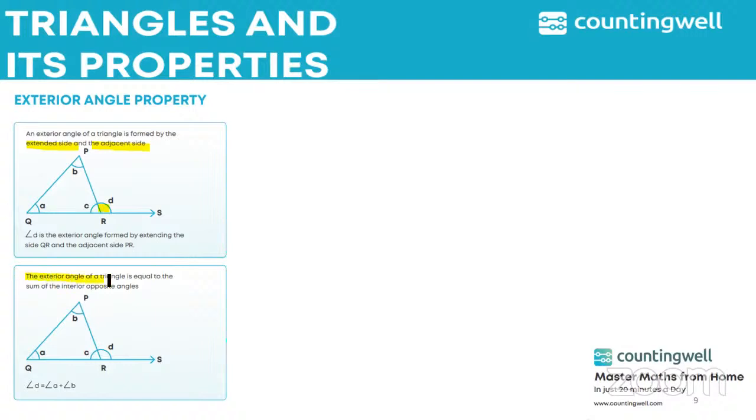Also, the exterior angle of a triangle is equal to the sum of the interior opposite angles. This is nothing but the exterior angle property. So which one is the exterior angle? Here we have angle D as the exterior angle. What are the interior opposite angles? Interior opposite angles are nothing but B and A. So we have angle D equal to angle A plus angle B.